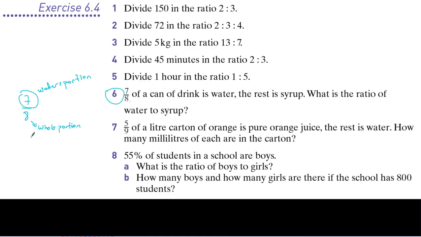So if the whole portion is 8, 7 plus what should make 8, which means 7 plus 1 is equal to 8. So this is the portion of syrup. Okay, what is the ratio of water to syrup? It is 7 to 1. We were solving this kind of questions, and here there is only one example. The rest of them is going to be exercise for us.